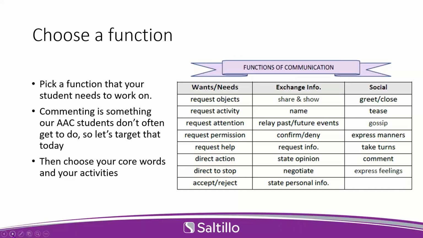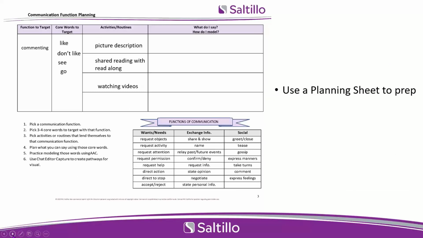So if your student is working on increasing their use of a specific function, this would help with planning your modeling of that. One thing that I find I get a lot of bang for my buck with is commenting. It can be helpful for so many activities. So now that we've picked our function, then we can pick out our target core words. Then we pick some activities where we can practice this. So for today, I picked picture description, targeting the words like, don't, see, and go.